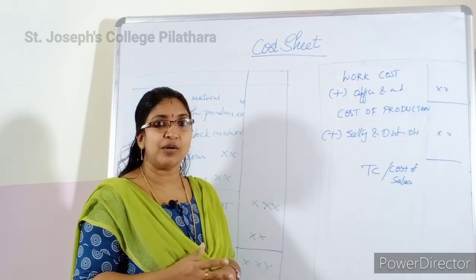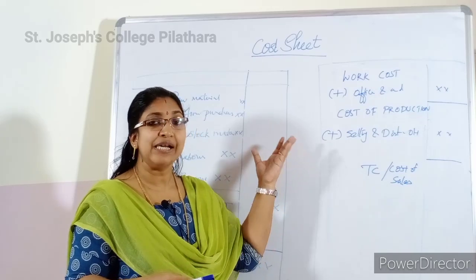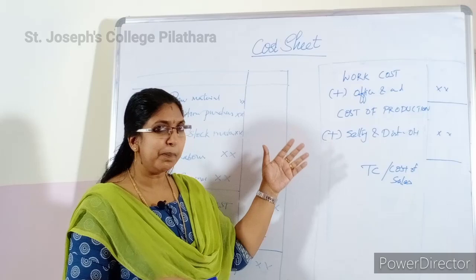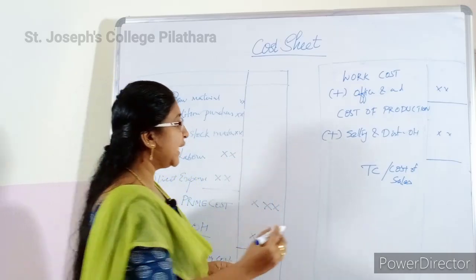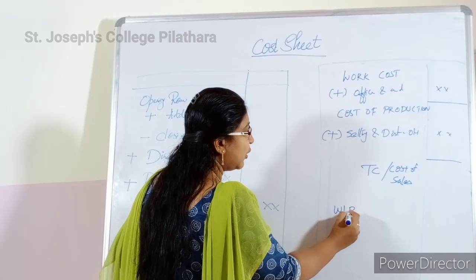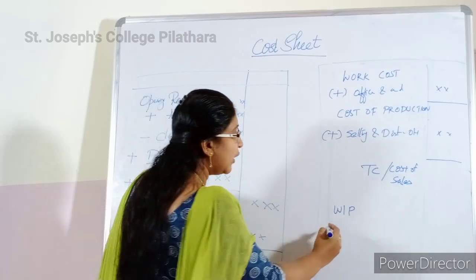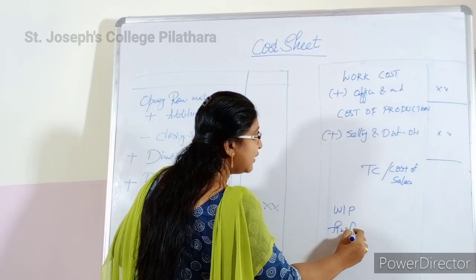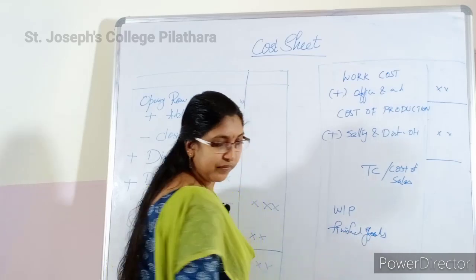Similarly, they can compare the cost. All those objectives we have stated earlier can be fulfilled with the help of the cost sheet. Now, this is the simple cost sheet. Sometimes in the question there will be work in progress, opening stock of work in progress, closing stock of work in progress. Similarly, opening stock of finished goods and closing stock of finished goods. So all this you will have to adjust.